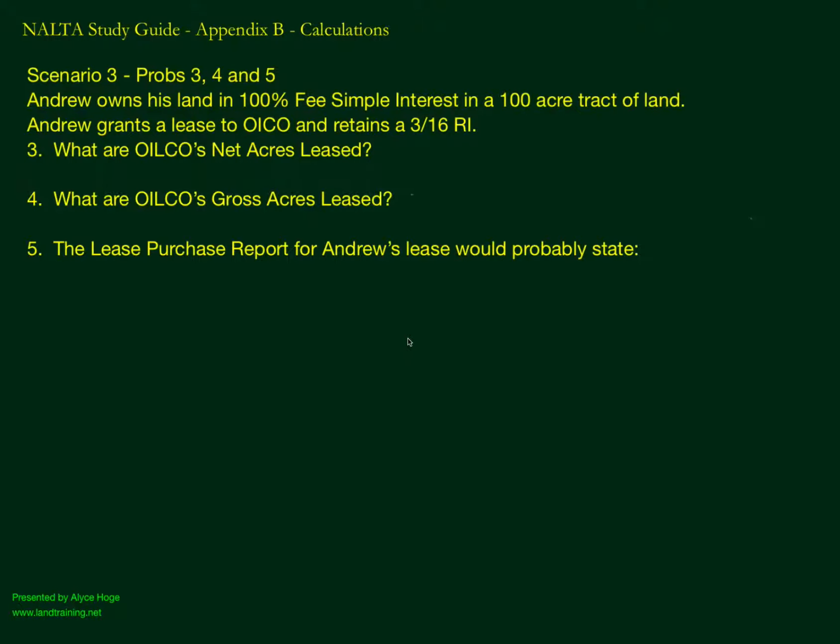Let's look at scenario 3. Now, what they're getting at here is sometimes there is what's called joint ownership of property. That's where there are people, let's say there's 3 people, and they each own an interest in the property. So there's 3 people, let's say this is a section of 640 acres, and each person owns a 33.33%.